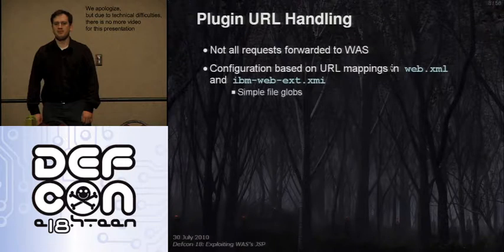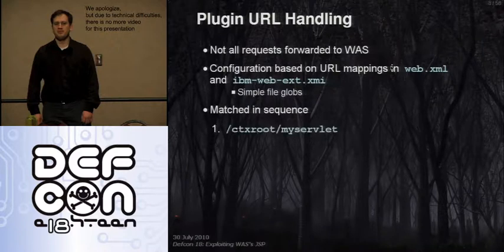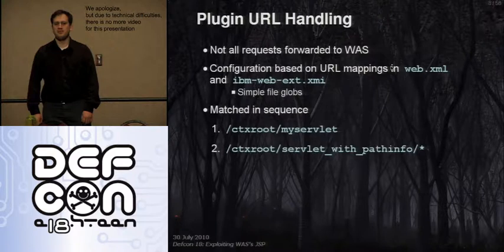So, as we know, these are simple file globs that get pushed in. They are matched in sequence. The web server plugin is actually very simple, although it's frequently misunderstood. If you're asking for a servlet, it forwards it in. If you have a simple glob, it forwards in. And what we're going to be talking about is a JSP. Anything that is a JSP, it forwards in.